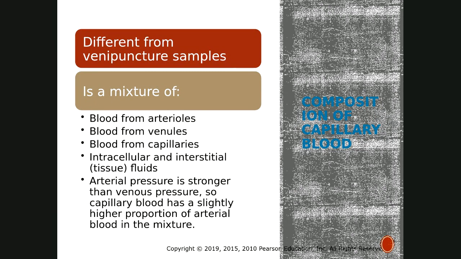Arterial pressure is actually stronger than venous pressure, so the capillary blood has a slightly higher proportion of arterial blood in the mixture. Because it's coming from a fingertip, it has a mixture of all these. So it's something we got to keep in mind when we draw these particular samples, that we let our lab know that this is arterial blood, because the reference ranges for our lab results will change.